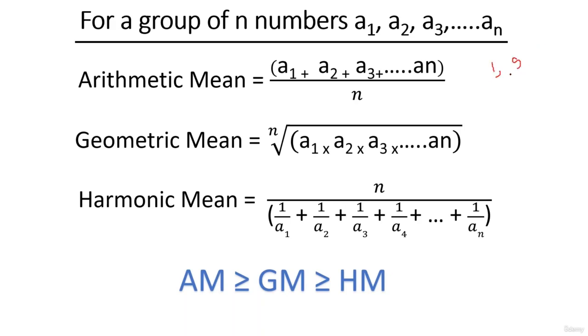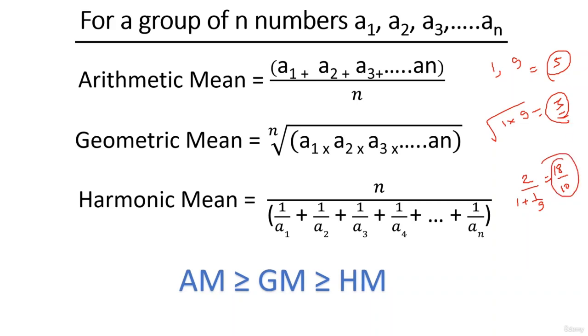For 1 and 9, the average will be 1 plus 9 divided by 2, which is 5. The geometric mean will be the square root of 1 into 9, which is 3. The harmonic mean will be 2 upon 1 upon 1 plus 1 upon 9. This is 18 divided by 10, which will be 1.8. So the arithmetic mean is the greatest, the geometric mean is second, and the least is the harmonic mean.